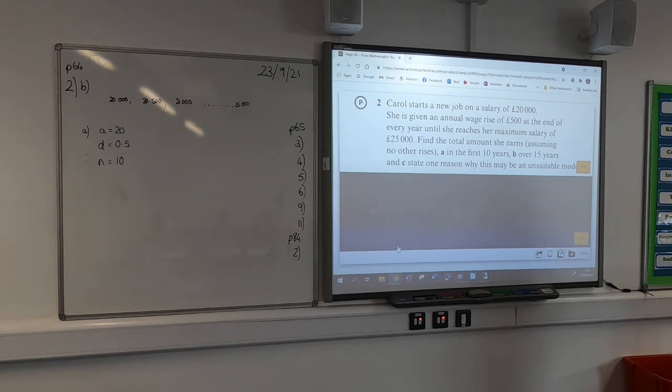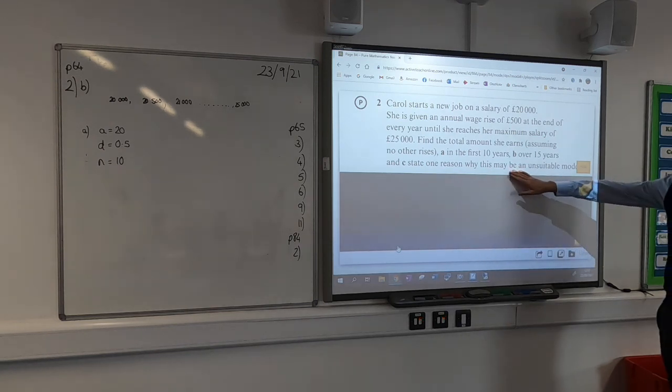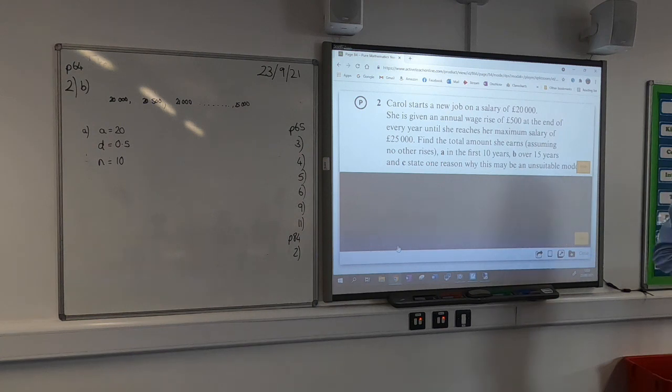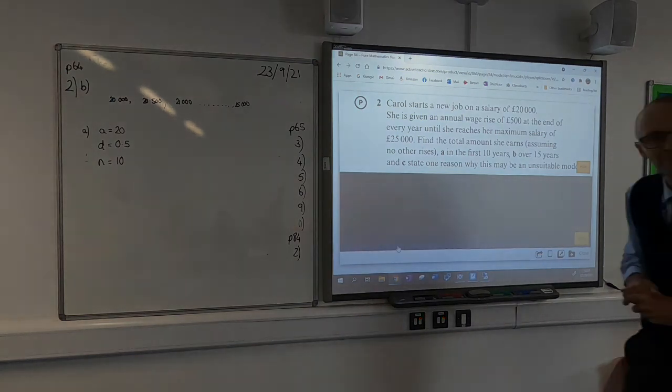So guys, see if you can finish that one before next lesson. This thing about stating an unsuitable model, no one gets a constant pay rise every year. Something's changed. So that's all they mean with that. But the rest of the work we're going to do on arithmetic sequences is based on these wordy questions. Okay.